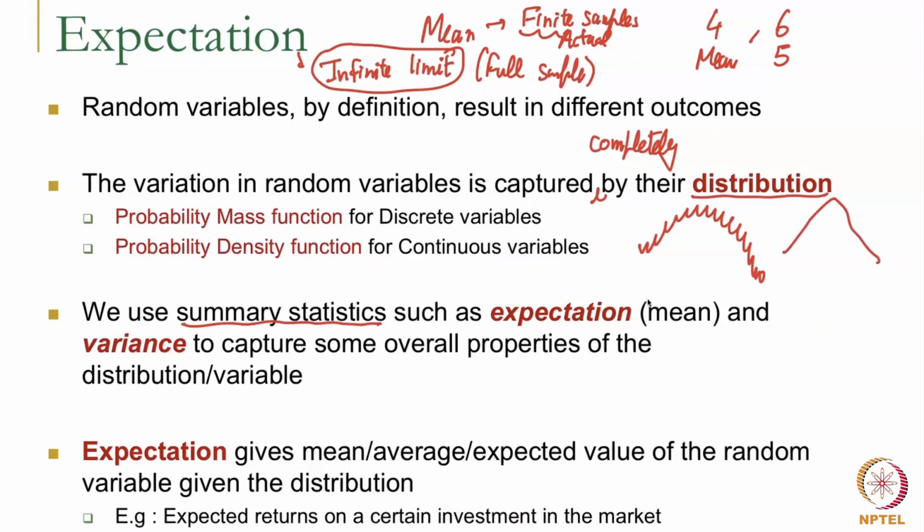That's the mean. The variance tells you how much fluctuation is there, as we will see later on. So, some overall properties. These two are not complete descriptions.